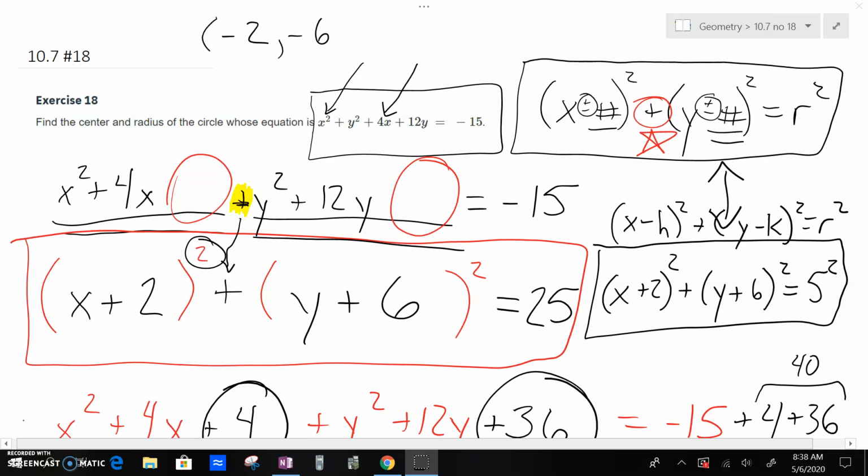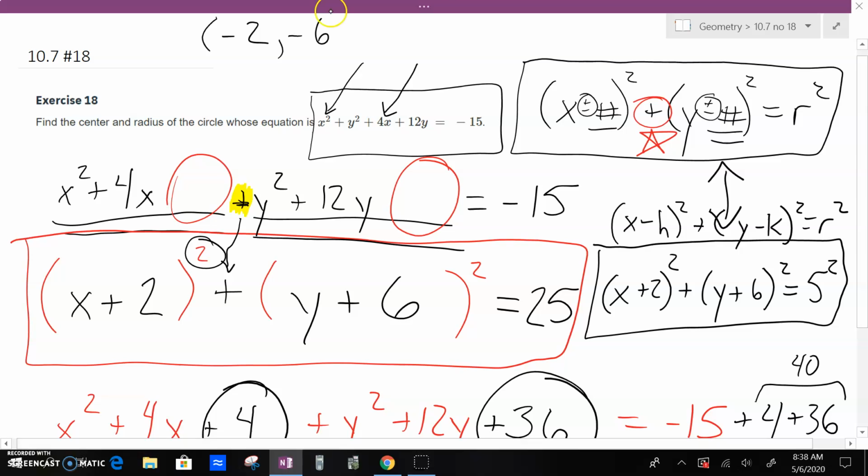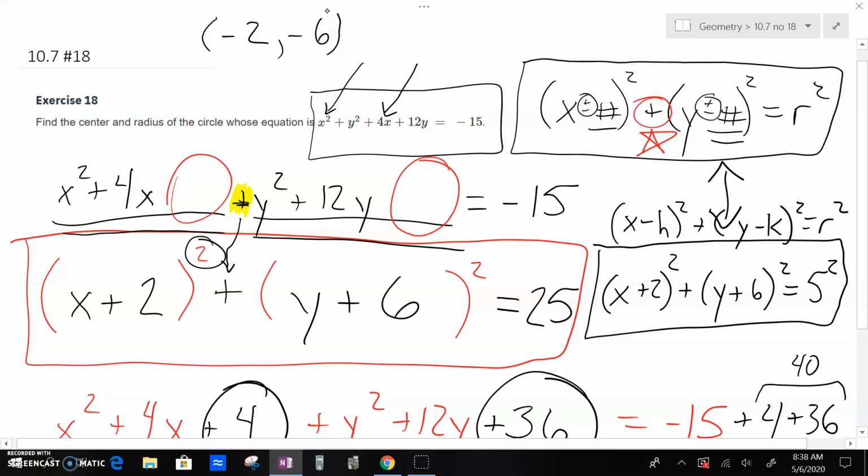But what we were doing is establishing where the center of this thing is. And if we're just matching it to a standard form of a circle, again, I'm not sure what I must have hit up here that did that, but whatever I did, I apologize. There's my center, -2, -6, and then my radius is a 5.